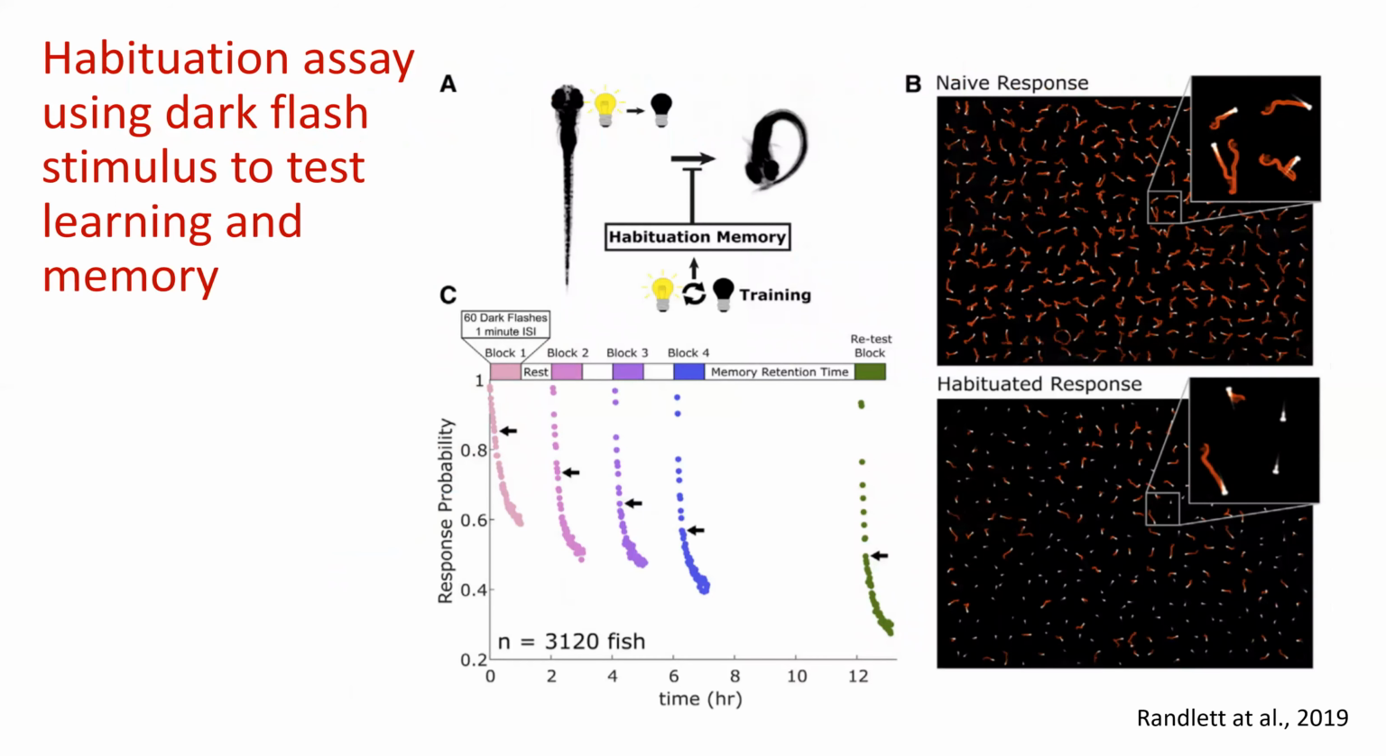To further test loss of function in SYNGAP1 models in terms of their learning and memory, this is another experiment that I'm working on. This is a habituation assay based on Owen Randlett's work, which uses a dark flash as a stimulus. This graph shows how habituation occurs in wild-type larvae. From this assay, I would expect SYNGAP1 heterozygous larvae to show reduced habituation or no habituation due to their altered synaptic modulation circuits.